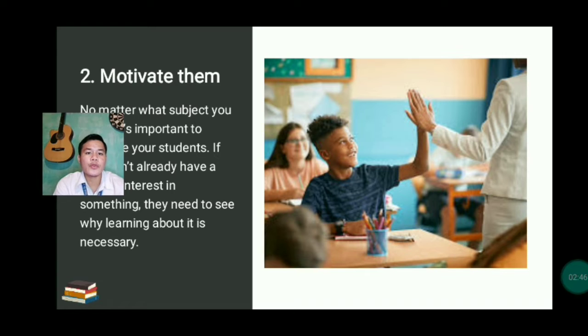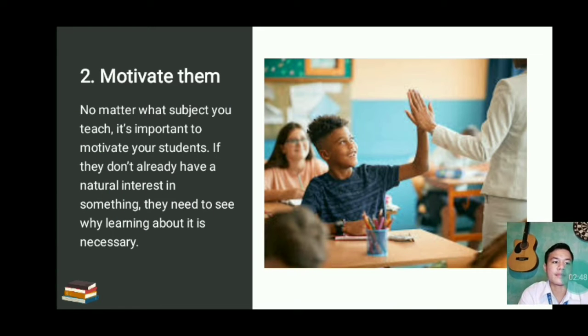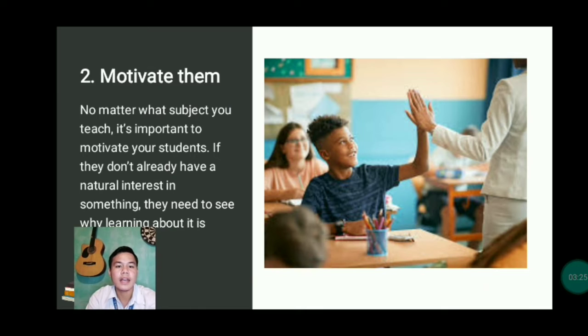The second one is you have to motivate them. Yes, we have to motivate them. No matter what subject you teach, it's important to motivate your students. If they don't already have a natural interest in something, they need to see why learning about it is necessary. Yes, we have to motivate them by simply smiling frequently, because if they see that you are smiling, your students will love you also.